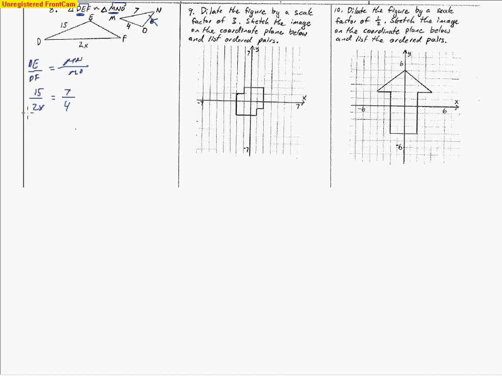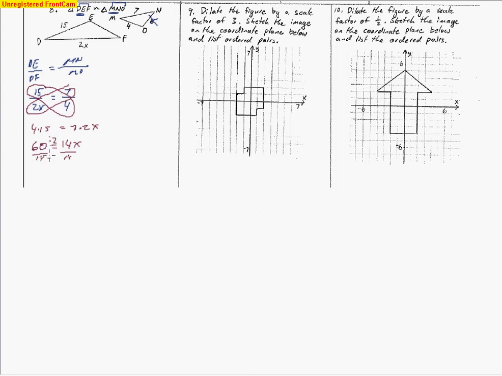And so what we're going to end up doing is cross-multiplying. There's no reducing to do, so we're going to cross-multiply this way. So 4 times 15, and then I'm going to cross-multiply this way. 7 equals 7 times 2x. So we end up with this, 60 equals 14x. So I divide by 14, and when I do that, I can just take out a common factor.